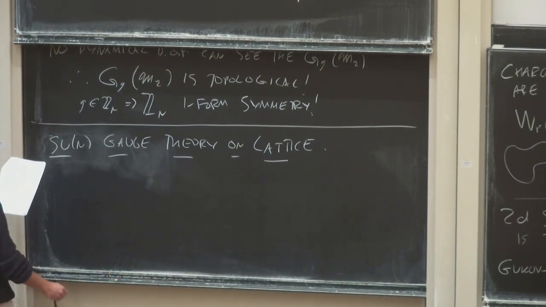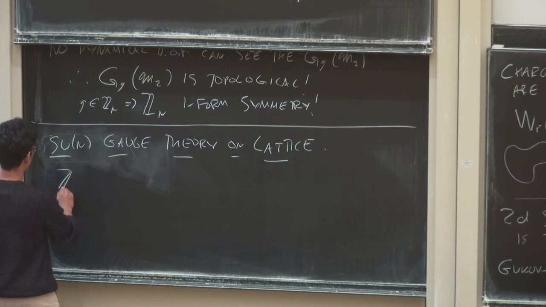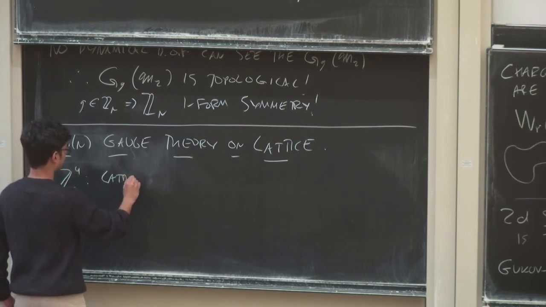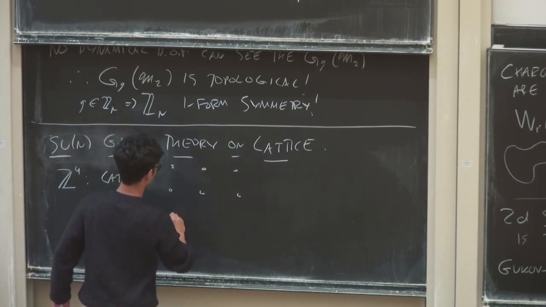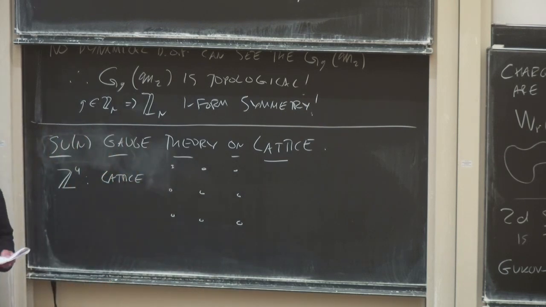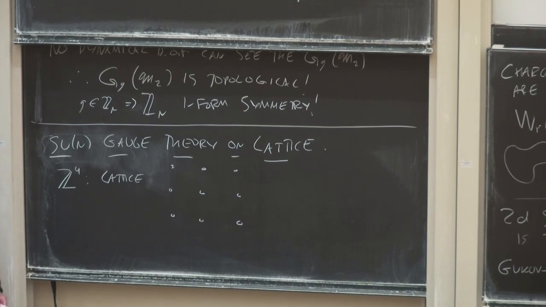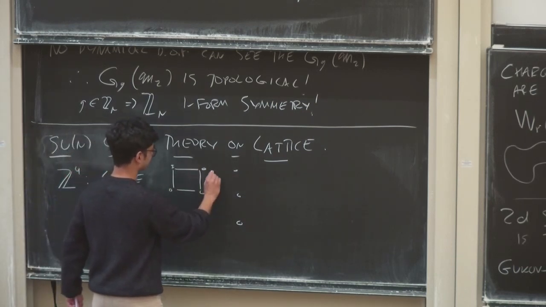What you should imagine is a hypercubic lattice, okay? So we're in 4 dimensions, so you should imagine a 4-dimensional lattice Z^4. This is a discretization of 4-dimensional Euclidean space, okay? Now, the basic degree of freedom in lattice gauge theory is defined on the links of the lattice.